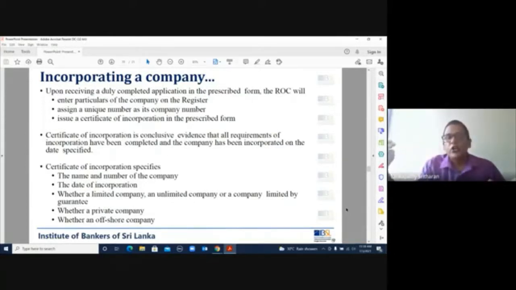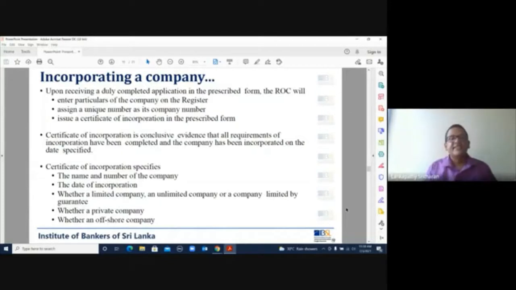I think I need not explain much. Each and every company has a company number, a unique number for a company. So once you give this document, they will enter the company name in the register, assign a unique number, its company number, and issue a certificate of incorporation in the prescribed form.